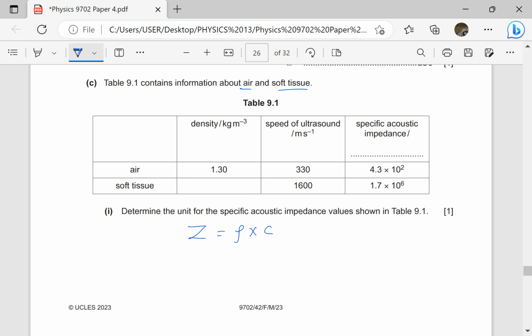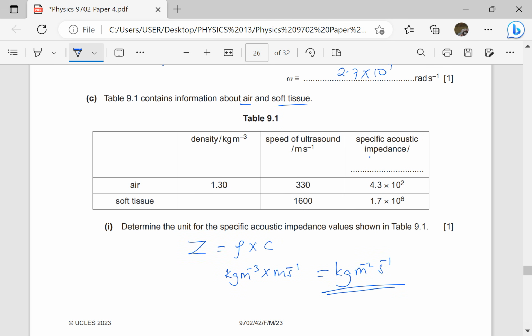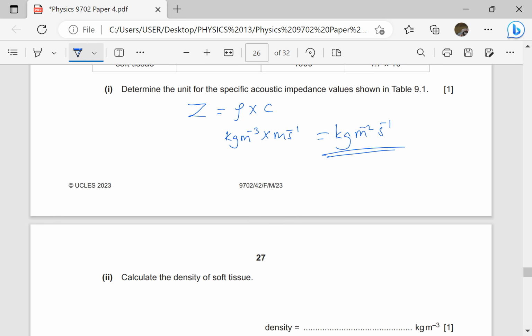The density has units kilograms per meters cubed. Then the speed is meters per second. So this gives us kilogram per meter squared per second. That is the unit.